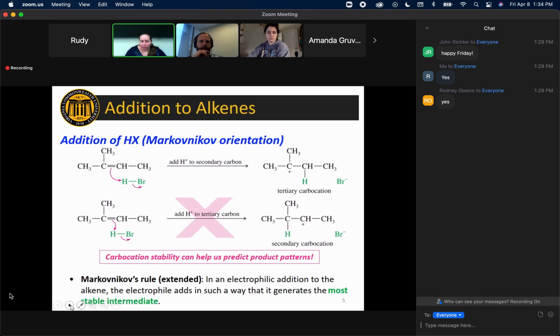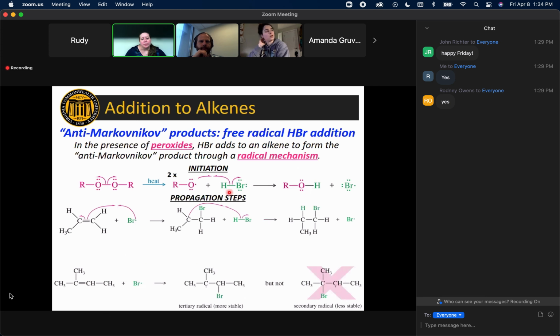What if we want the other one? Well, we learned that on Wednesday also. If we want the other regiochemistry, so an anti-Markovnikov product, what we have to do is use an additive in our reaction, in this case, peroxides. And what that does is force our HBr addition, instead of going through a carbocation mechanism, to go through a radical mechanism in a chain reaction that's similar to what we've seen in chapters 4 and 6.